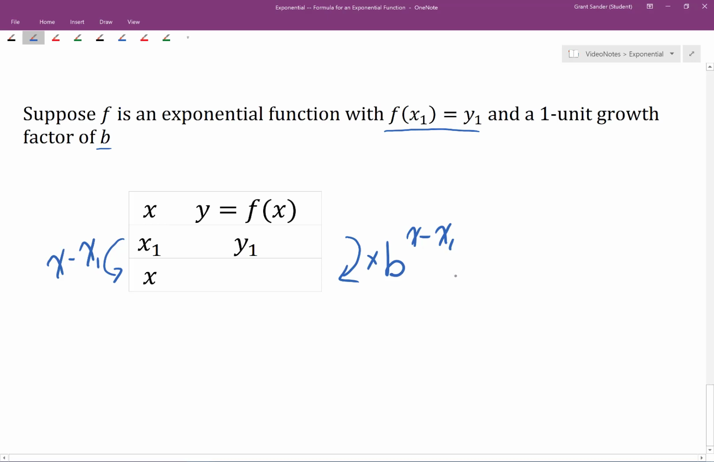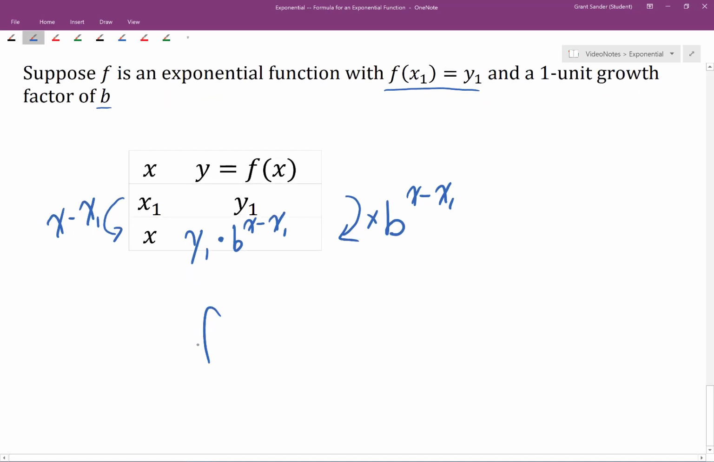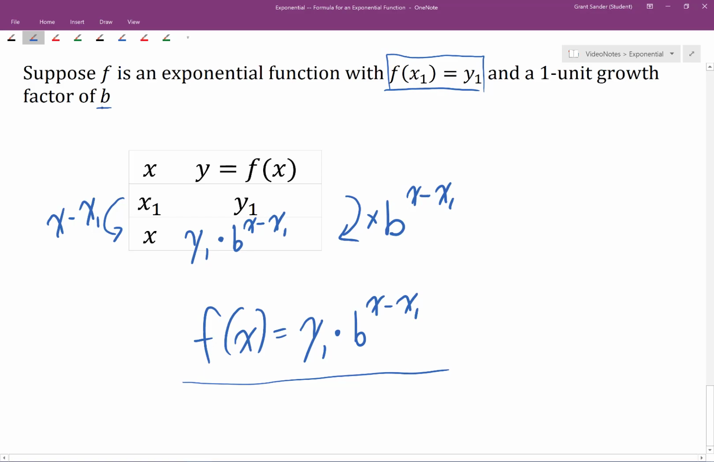So as x varies from x1 to its new value of x, y varies from y1 to a value that is b to the x minus x1 times this large. And therefore, we could say that f of x is equal to y1 times b to the x minus x1. And this is a very general way of writing the formula for an exponential function when we know any pair of values and we know the one-unit growth factor.